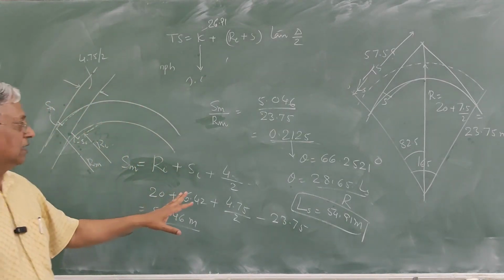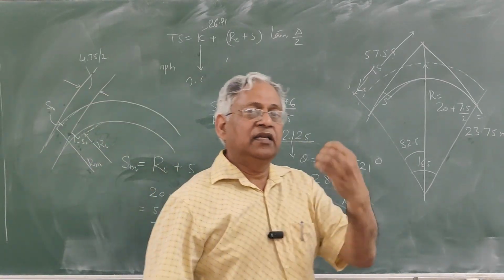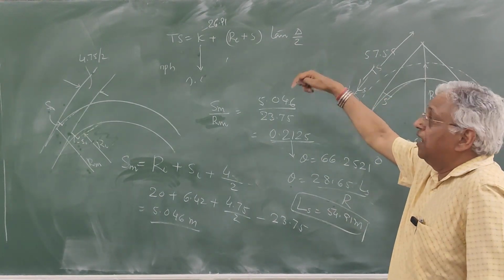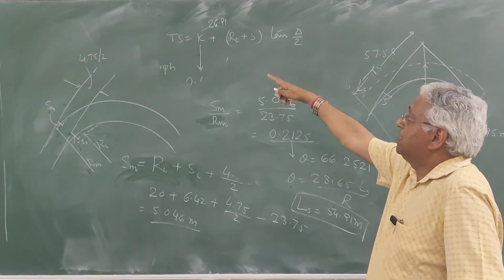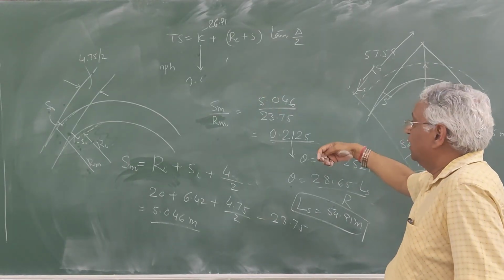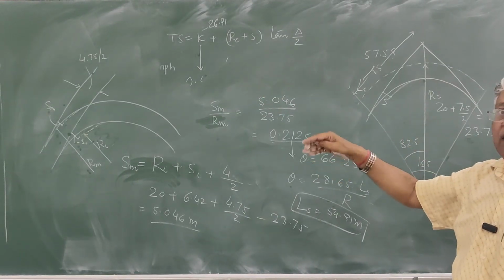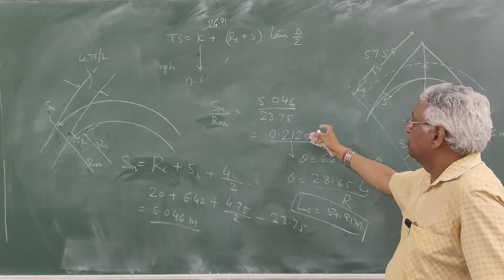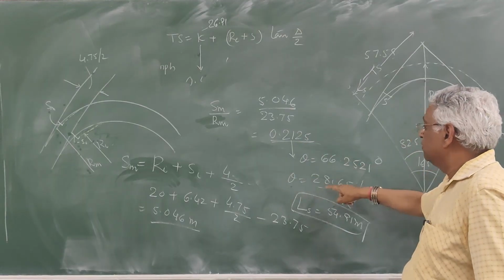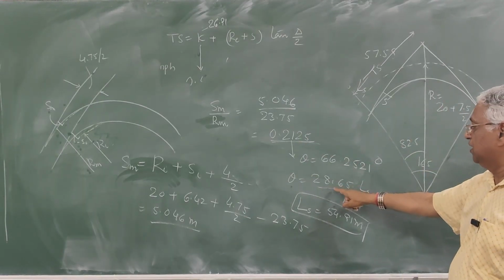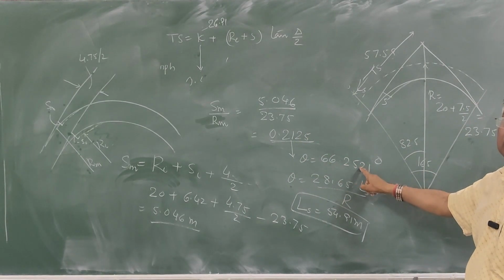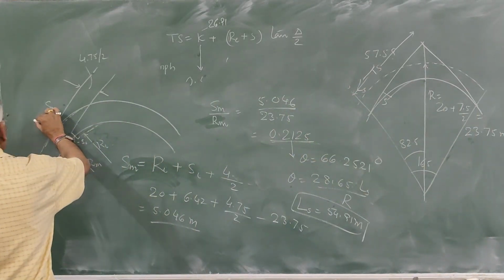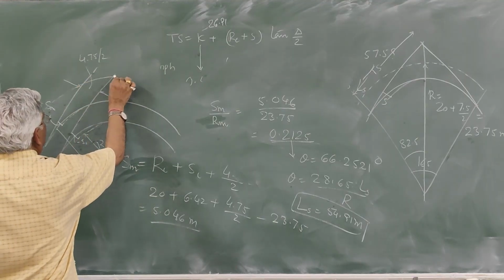Once you know the length of transition and radius, you can again enter the table, find out value of K and find out what is TS. You can also find the offset Y by again entering the table with S by R equal to 0.2125 or with the value of theta 66.2521. Once you know all these parameters, now similarly you can draw the outer curve also.